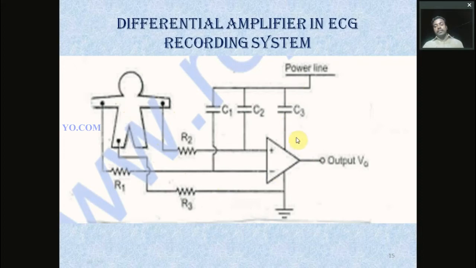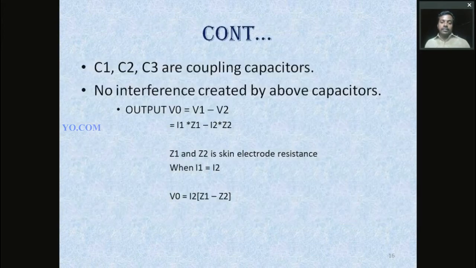So here we have the power line along with the coupling capacitance. The coupling capacitance rejects the unwanted signals. Here C1, C2, C3 are called coupling capacitors. No interference is created by the coupling capacitors.